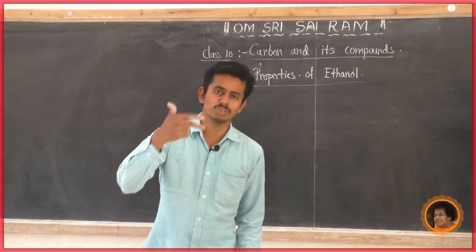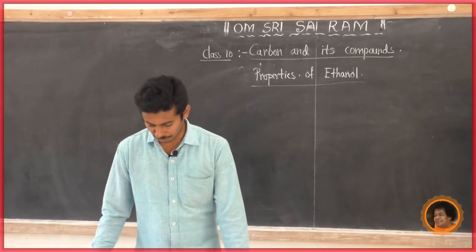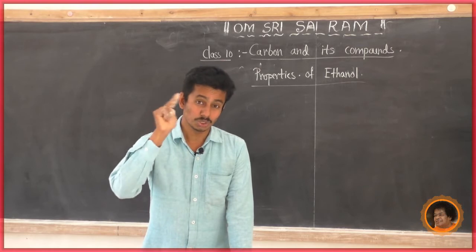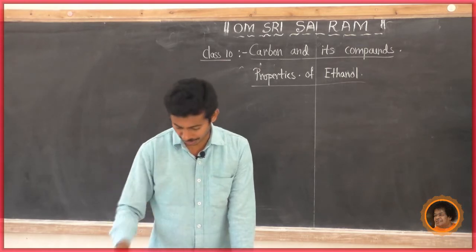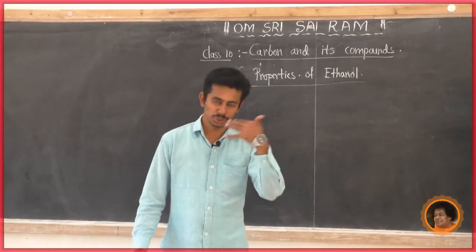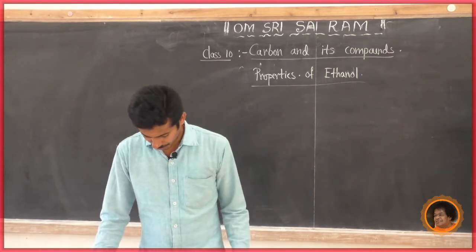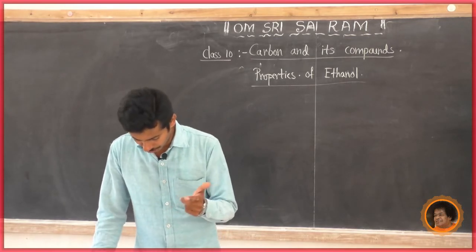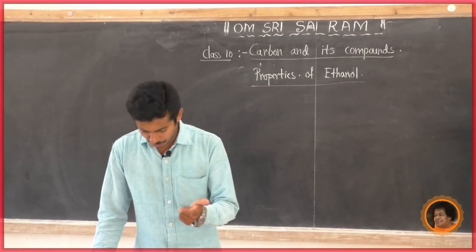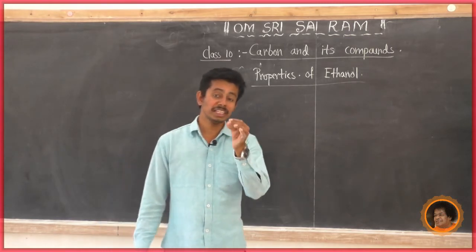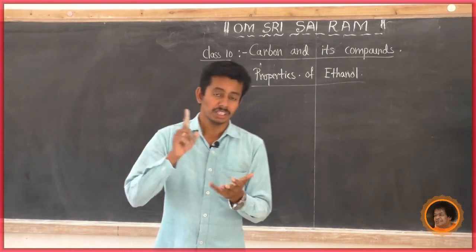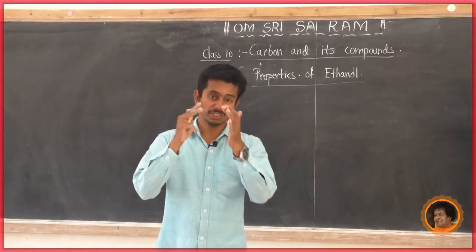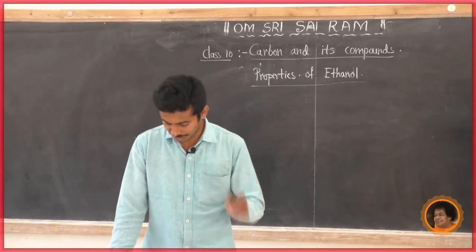Now just list out the uses of ethanol. What are the different uses of ethanol? I already told you that it is a good solvent. From that property, it is very helpful. It is used in many medicines like cough syrup, tincture iodine, syrups, many tonics. So it is an ingredient of different medicines because it is a good solvent.